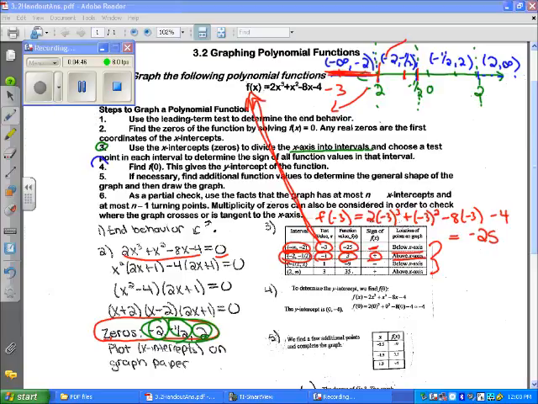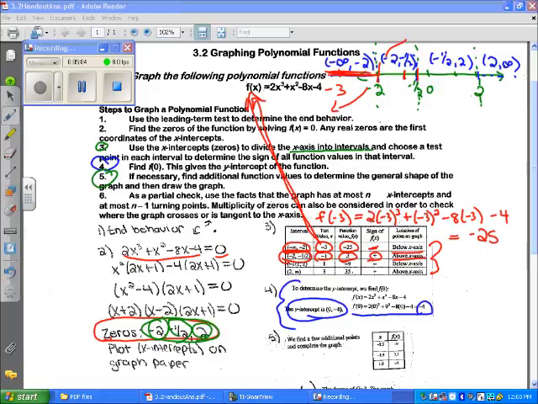Okay, now we're going to do step 4. Step 4 is to find the y-intercept by finding f of 0. They did that right here. f of 0 is equal to -4. So there's my y-intercept, (0, -4). Now we'll go to step 5.